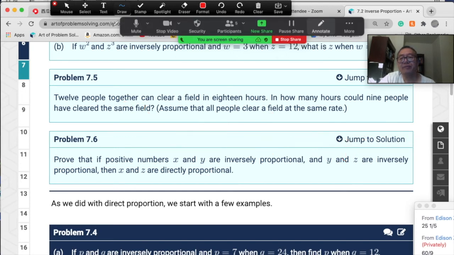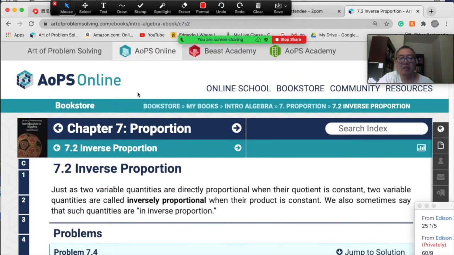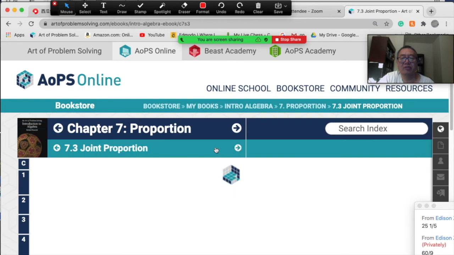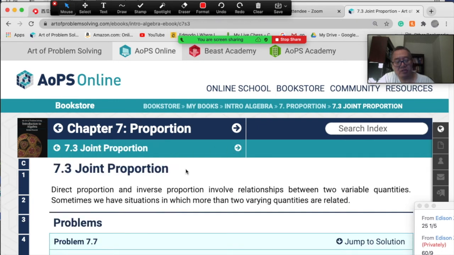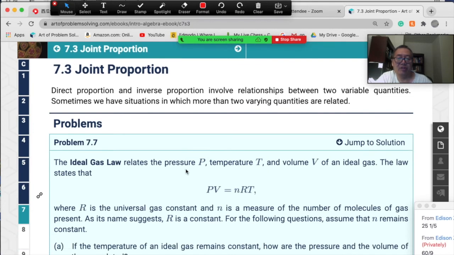Okay? So this way, we finished the second section. Now let's go to the third section. Joint proportion. What is a joint proportion? Joint proportion is a combination of direct proportion and inverse proportion. Usually it has three or more than two variables.